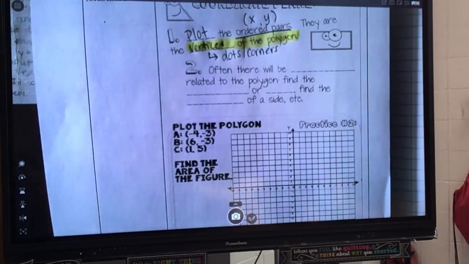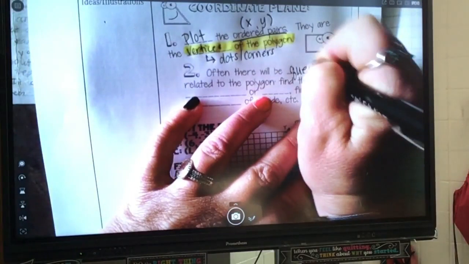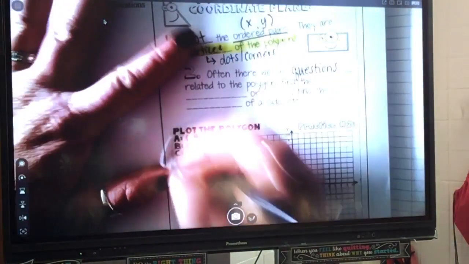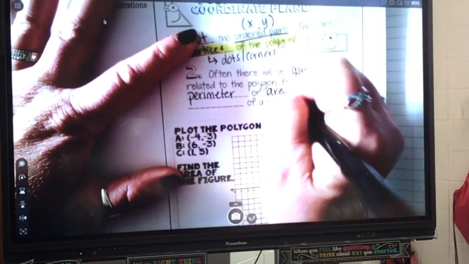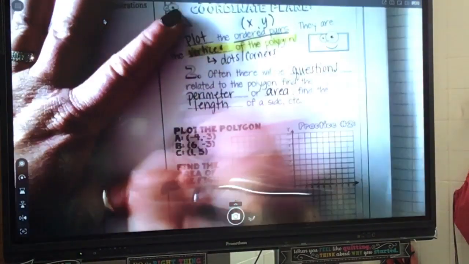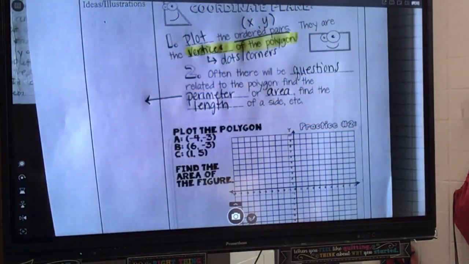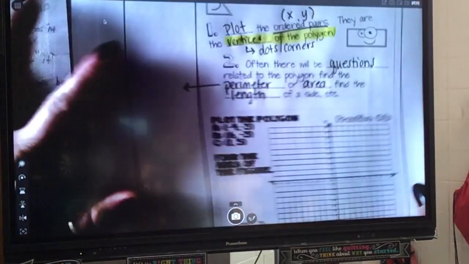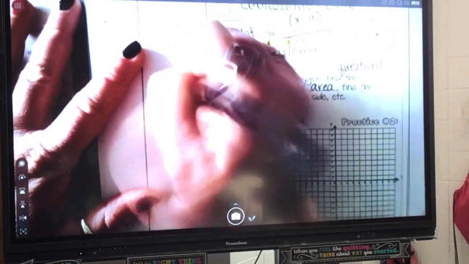All right, so number 2, often there will be questions related to the polygon. Find the perimeter or area and find the length of a side. So what is the definition of the perimeter? Basically, how big is the outside of it? So do we add or multiply? Add. So add up the outside numbers.